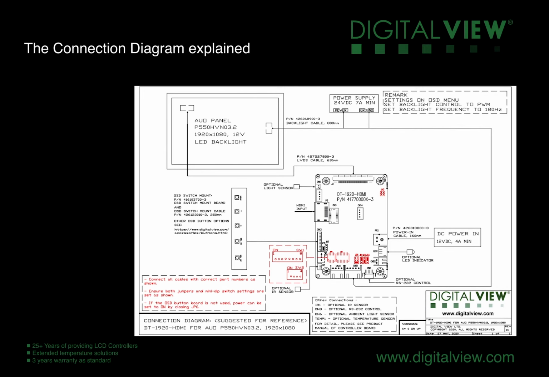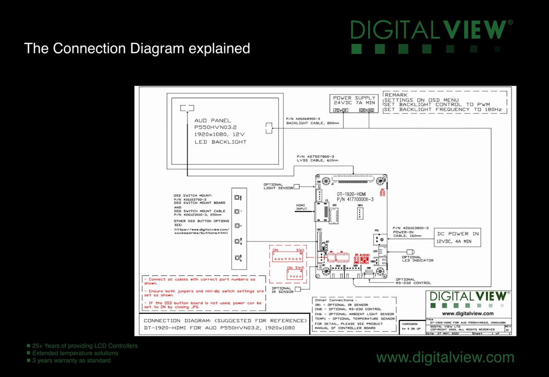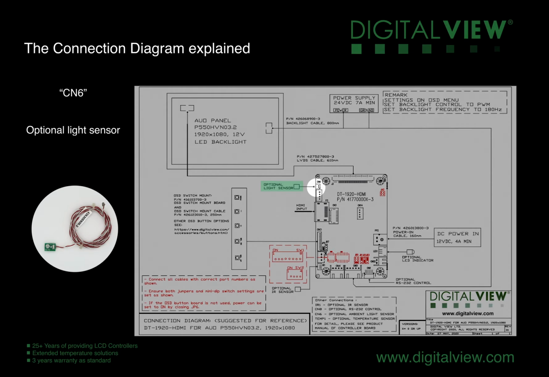Most of our controllers have an onboard status LED, but you can also connect an external status LED to the LED1 connection. If you would like to automatically dim the backlight depending on the ambient light, this can be achieved using an optional light sensor connected to CN6 on this controller.